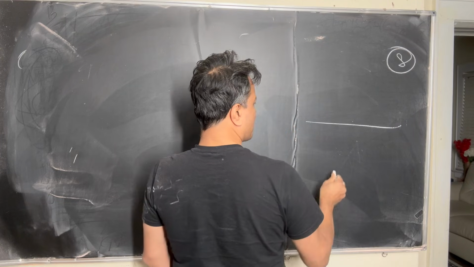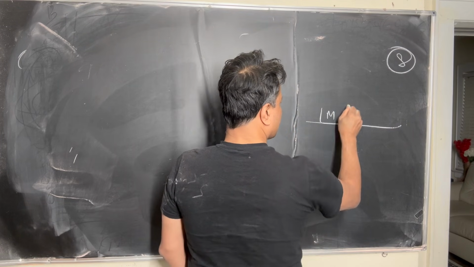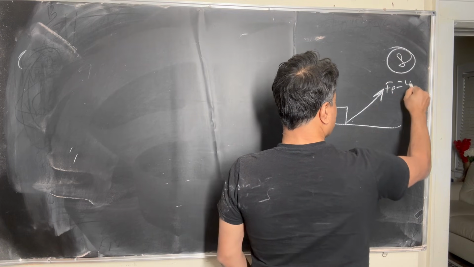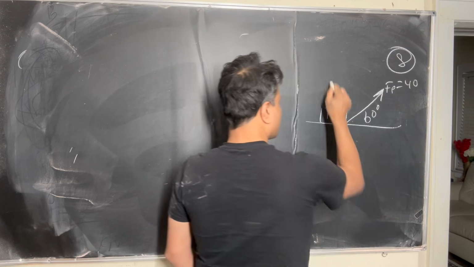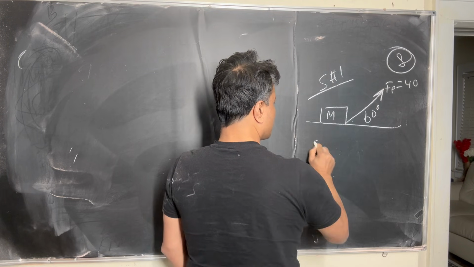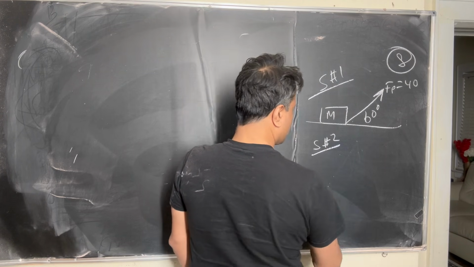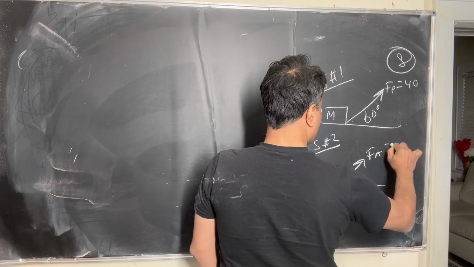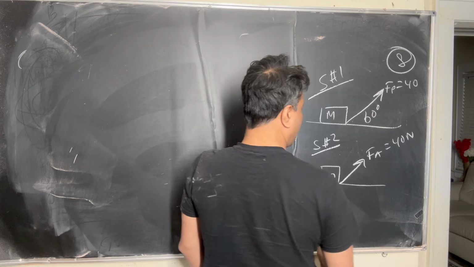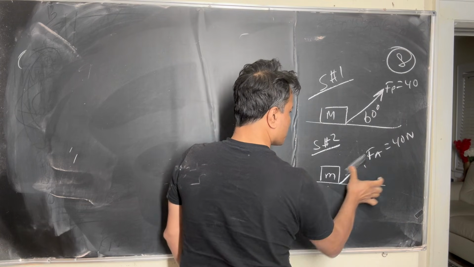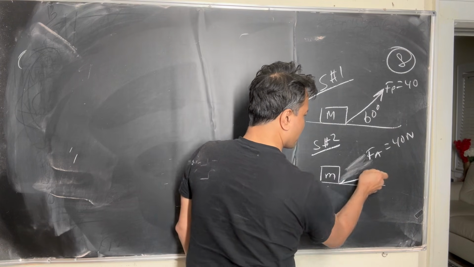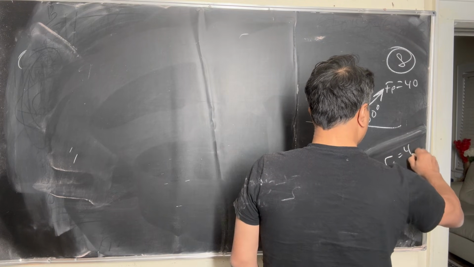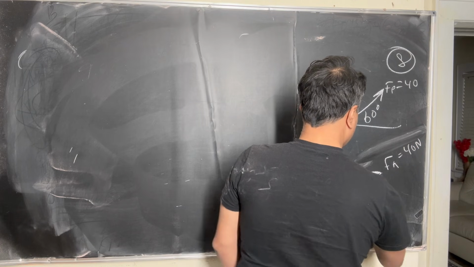Problem 8, I give you a box M. You apply force 40 Newton at 60 degree. That's scenario 1. Scenario 2, you have mass M, you apply the same force. However, your angle is half. So your angle becomes 30 degree. FA is same. Angle becomes 30 degree.